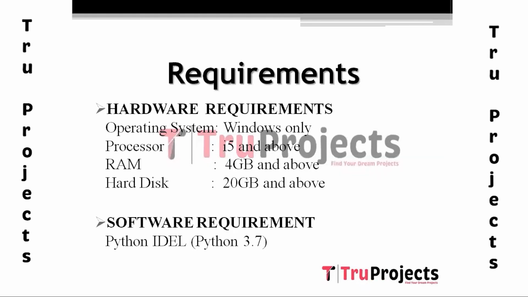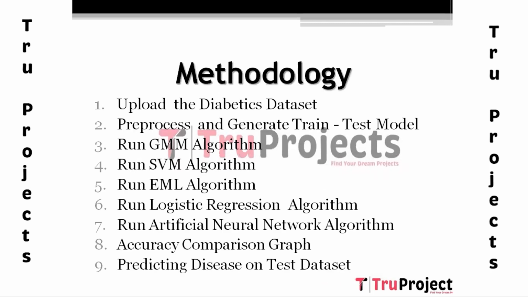Requirements. For hardware requirements, we need operating system Windows, processor i5 and above, RAM 4GB and above, and hard disk 20GB and above. Coming to the software requirements, we need to install Python version 3.7.